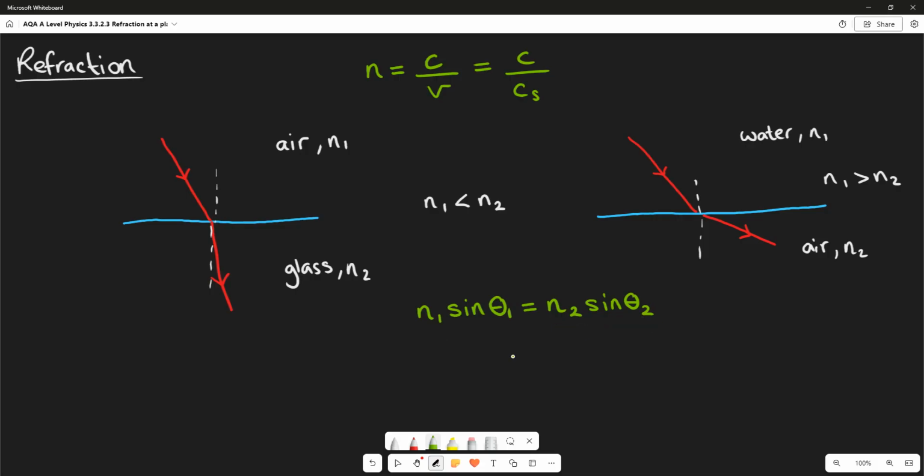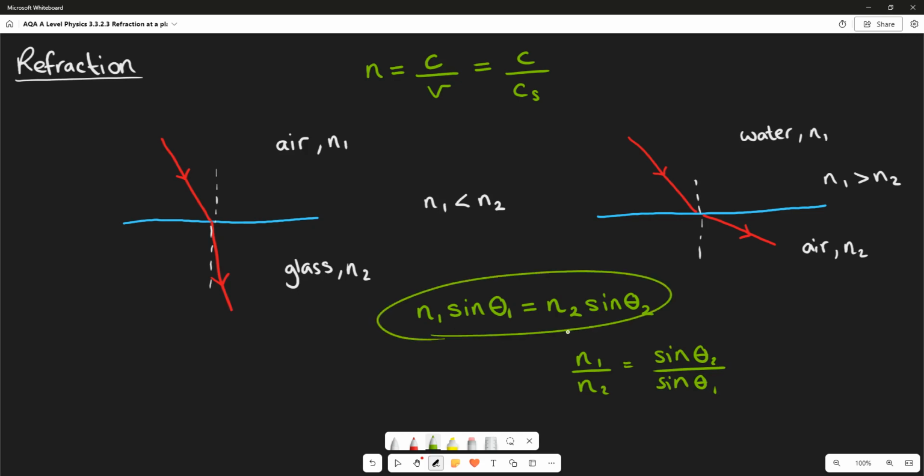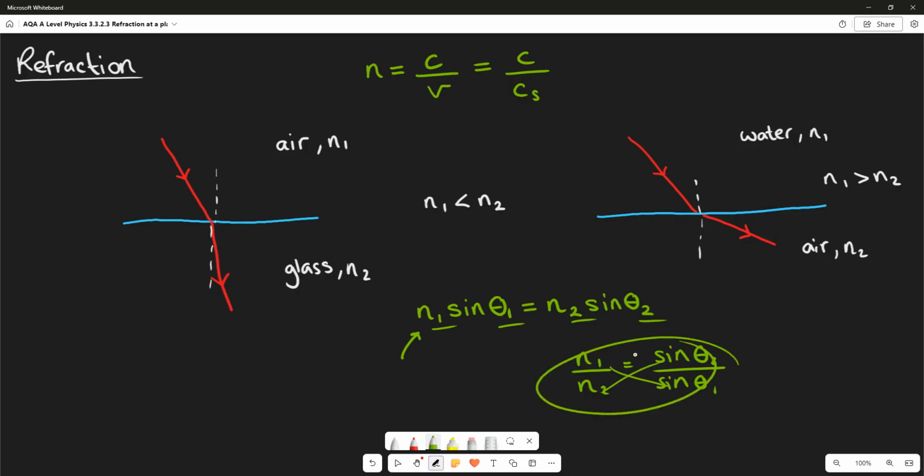You may see this written in a slightly different way in some other textbooks. This is the way it's presented on your course, and I find this one the easiest to remember because all of the ones are on the same side as the ones, and the twos are on the same side as the twos, whereas in the other version there's a crossover effect, and it's easy to get that one wrong if you're trying to do it from memory.